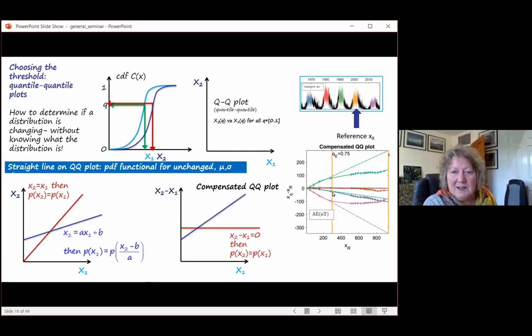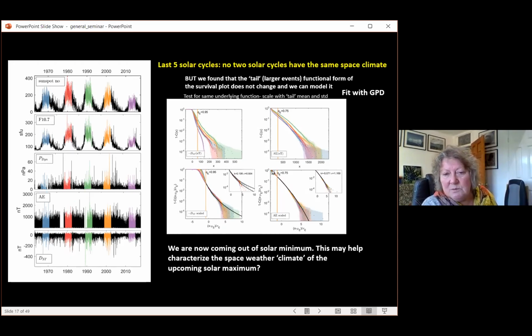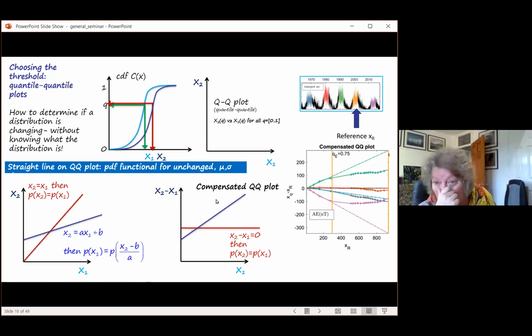But where did I get this line from? You might notice this one was 0.75, that's AE, and this one was 0.95. Why? I use the data to tell me where I am in the distribution. So if you've got a CDF now and you've got two samples, I've got one solar cycle, then another solar cycle, so things changed.